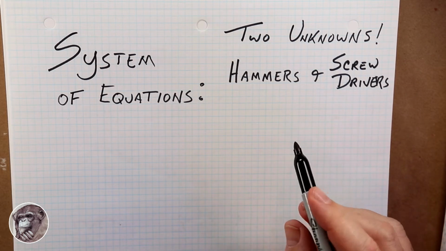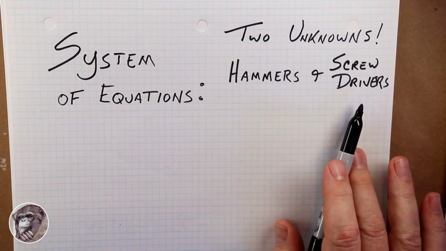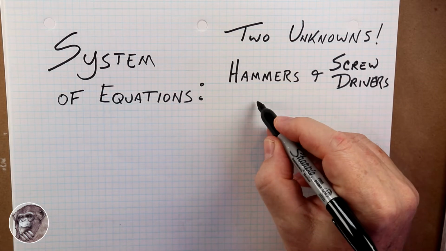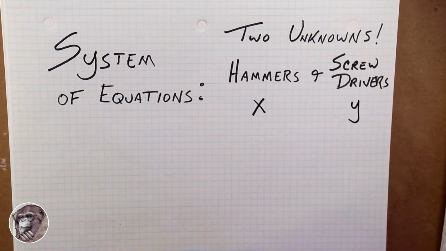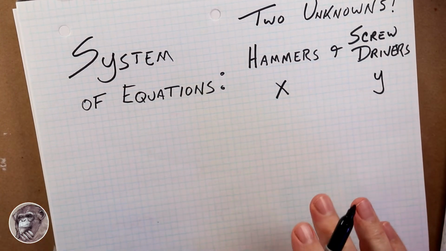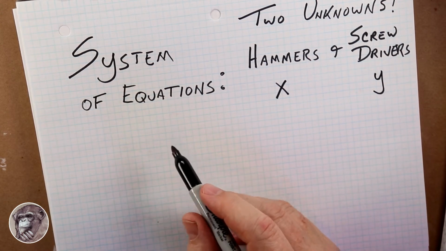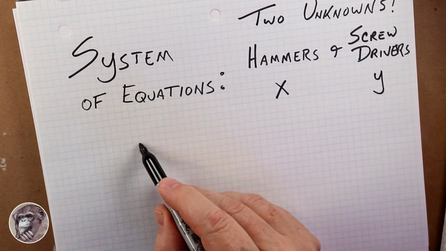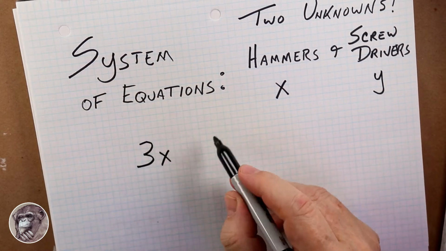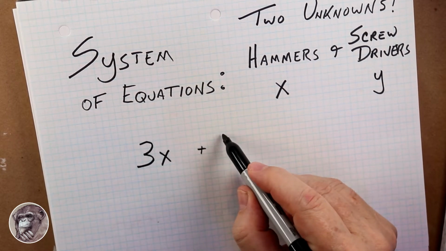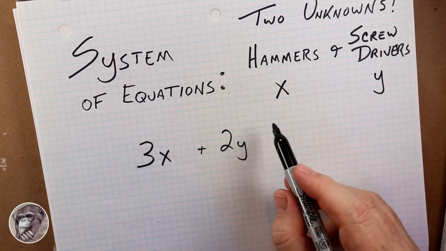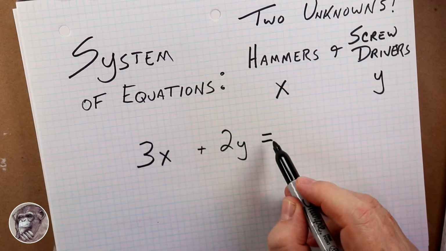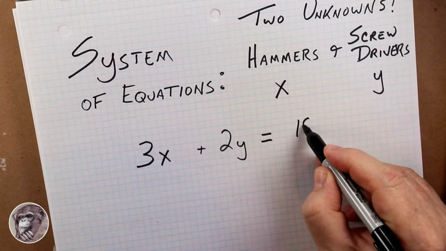So the first thing we would do is assign each of these a variable. We're going to go with x for hammers and y for screwdrivers. In this case, the word problem is going to say that we had 3 hammers, or 3x, and 2 screwdrivers, or 2y. So hammers and screwdrivers were bought at a hardware store, and the total was $19.